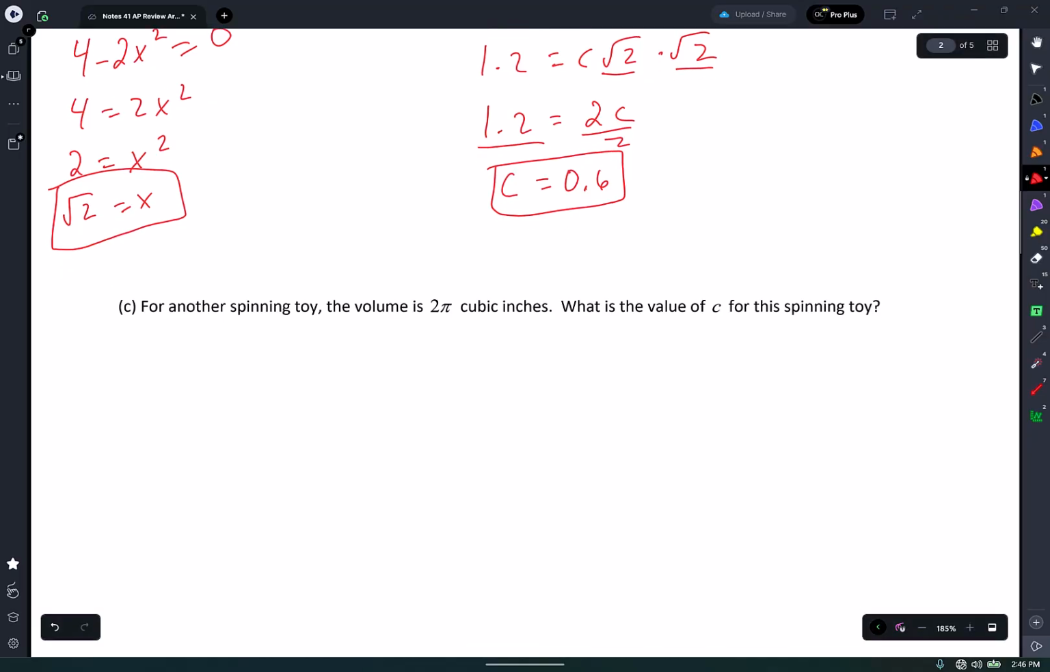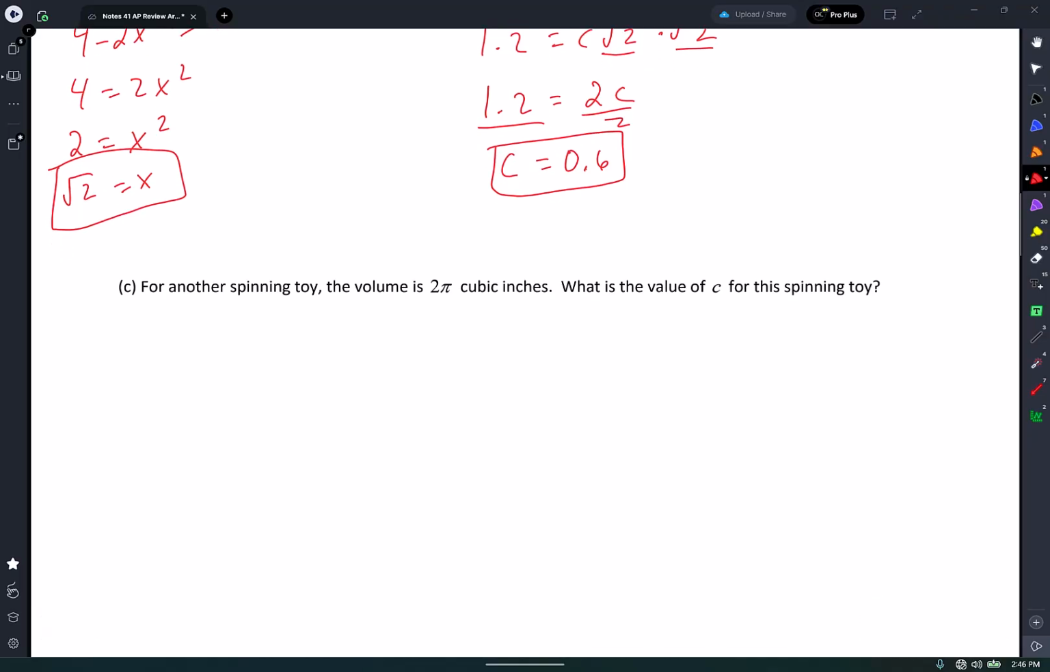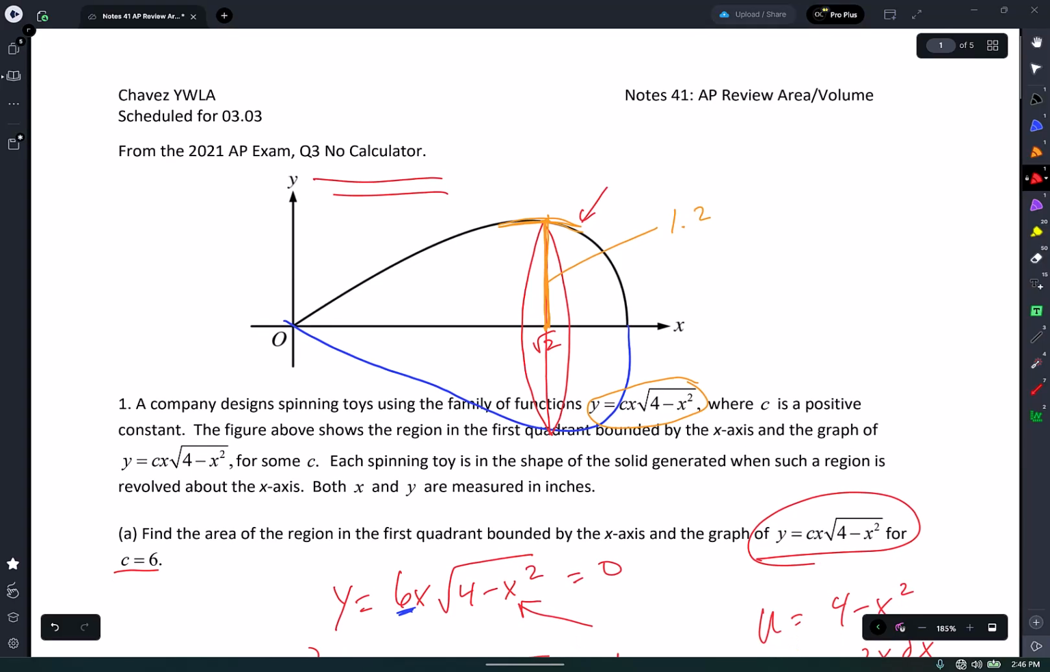For another spinning toy, the volume is 2 pi cubic inches. What is the value of C for this spinning toy? They're testing to see if you know how to do antiderivative and if you know that you're supposed to integrate the area cross section. Look, here it is. What shape is that cross section? A disc. Yeah, the technical term is disc, but you can say circle. How do I find area of a circle? There it is. By the way, this is my radius. The radius is the distance from the x-axis to that curve. So this is my radius, guys.